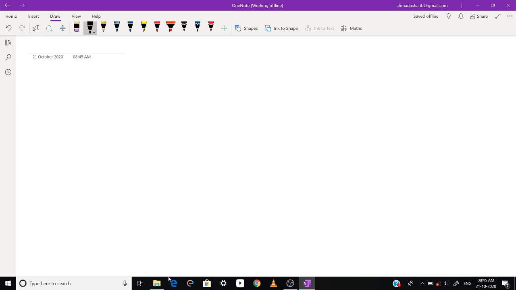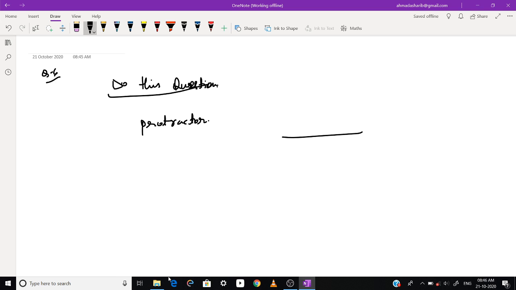Question 6. Use a protractor and draw angles of 45, 63, 130, 225 and 315. Do this question on your own. But let me tell you how to do this. You have to use your protractor. You know what a protractor is? It looks something like this. You have your protractor in your geometry box.